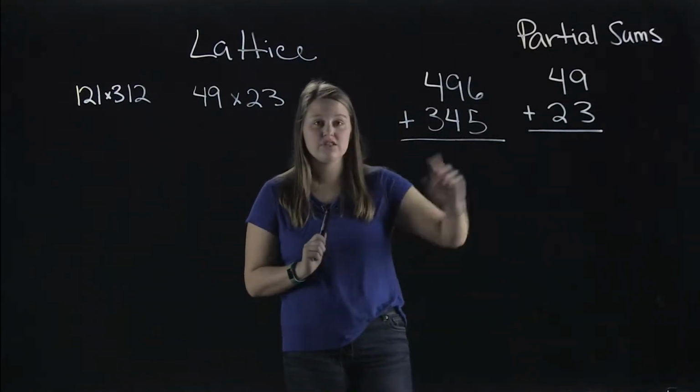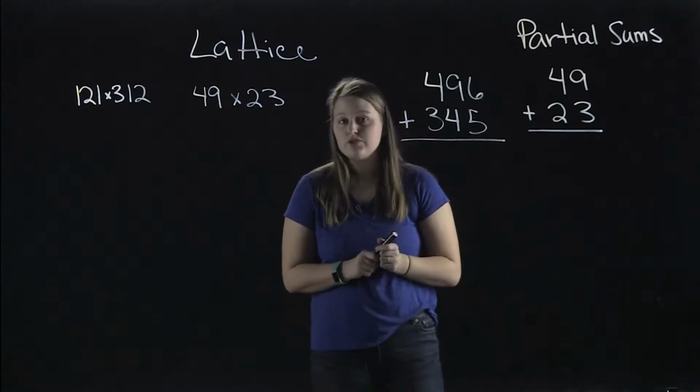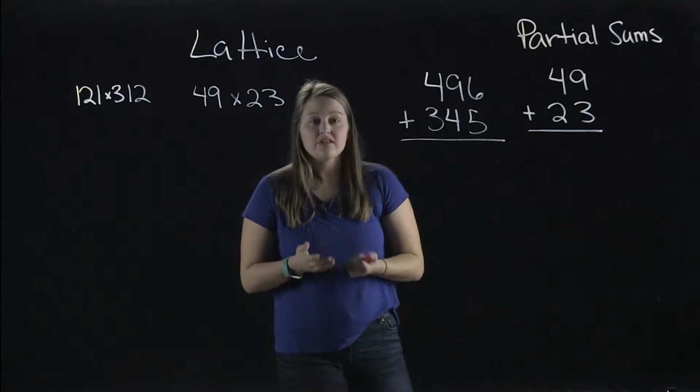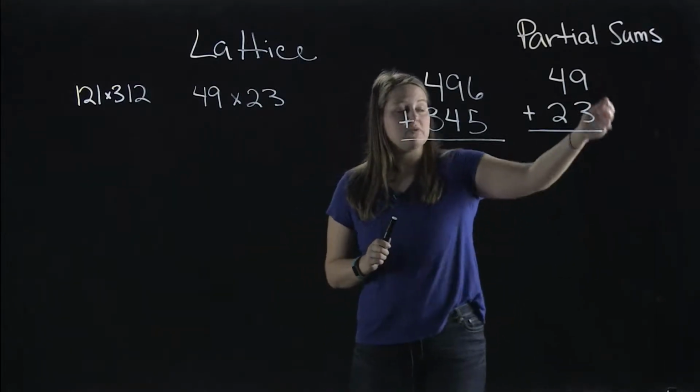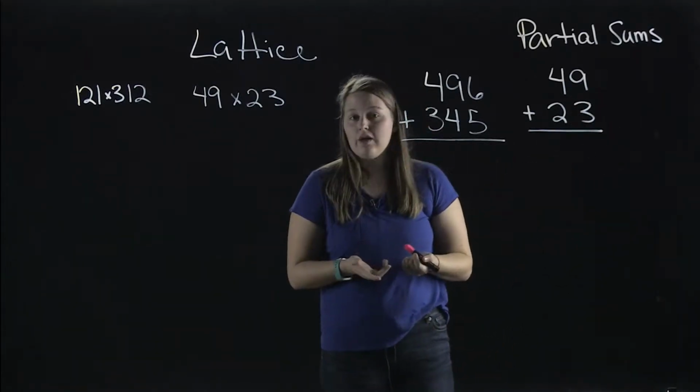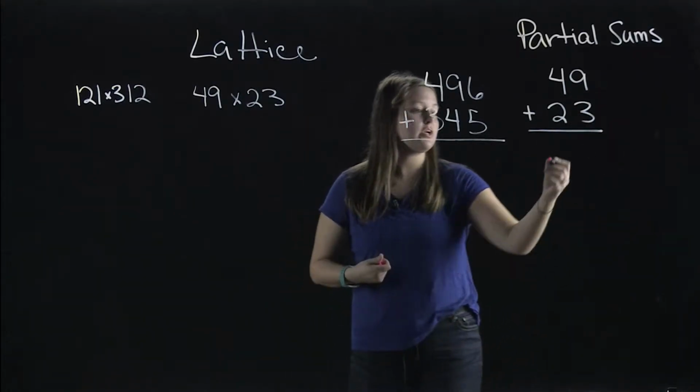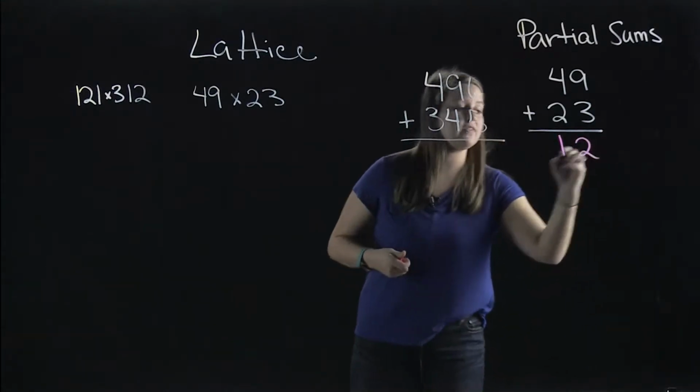So let's start with this first problem over here, 49 plus 23. For this algorithm, you're going to start with your ones place value and you're going to add down. So 9 plus 3 is 12. So you're going to add, and you're going to write that right there.